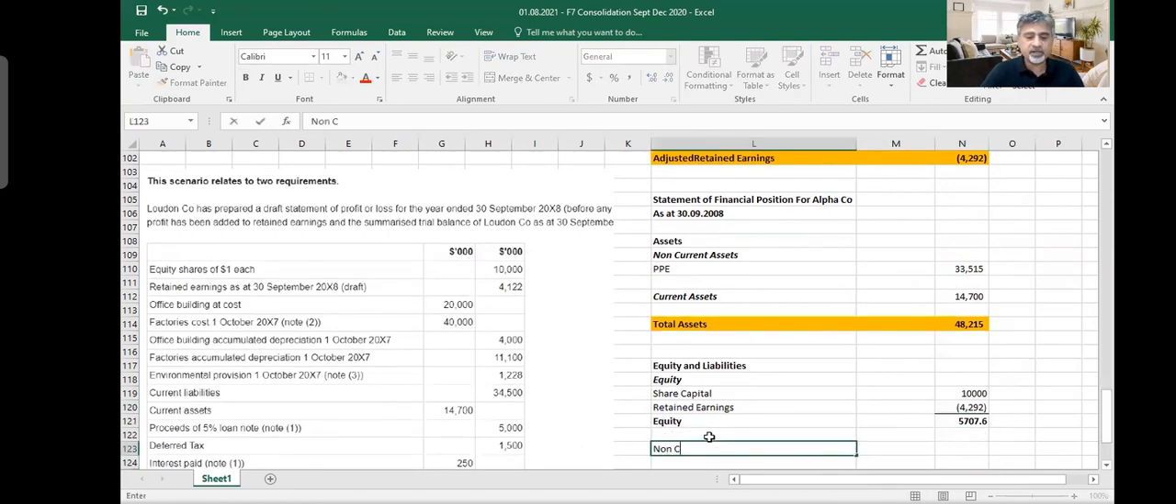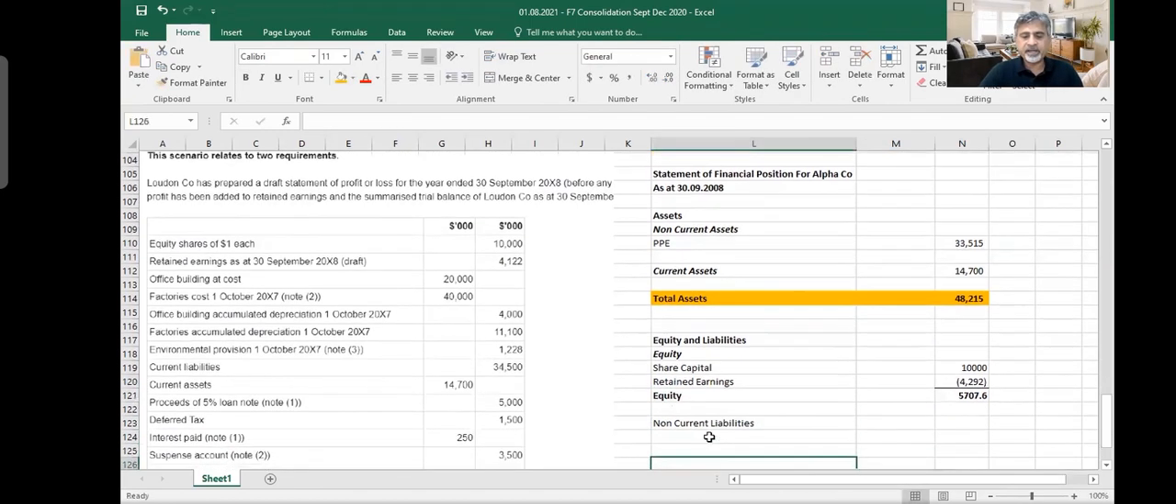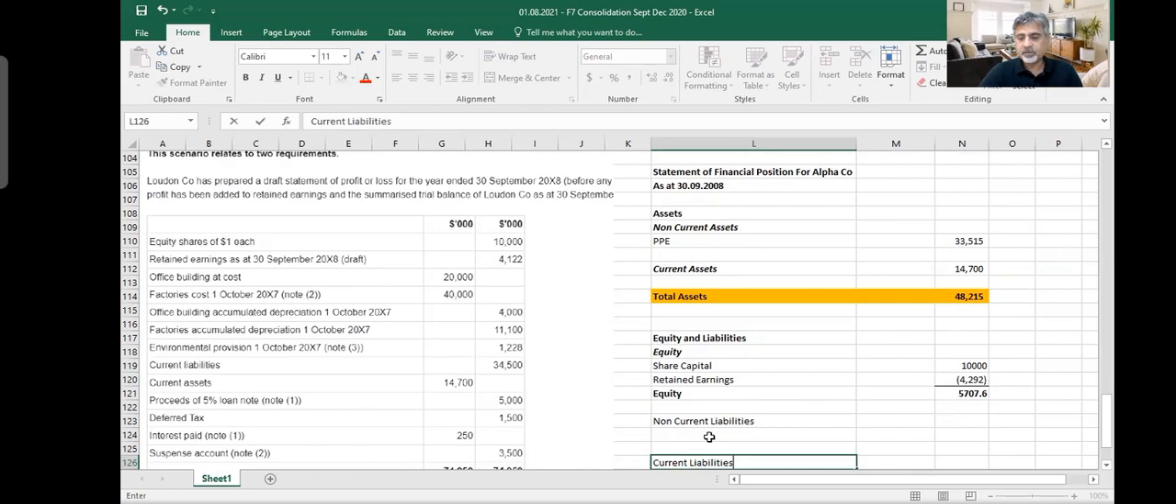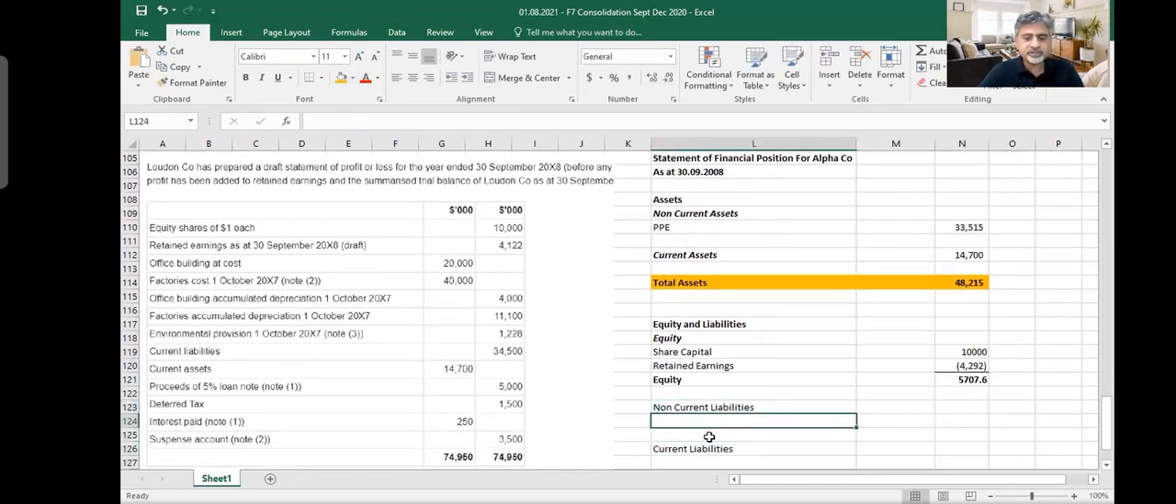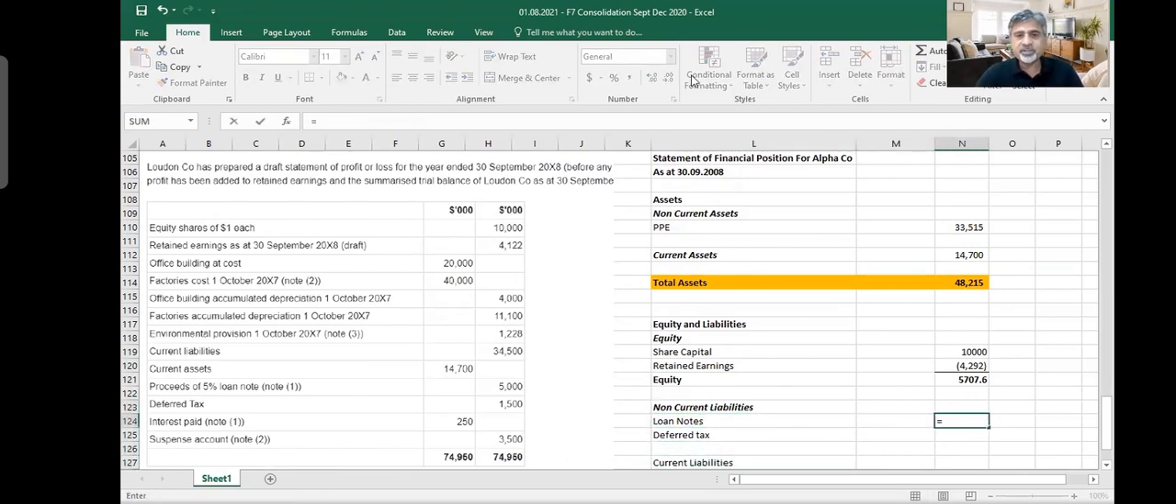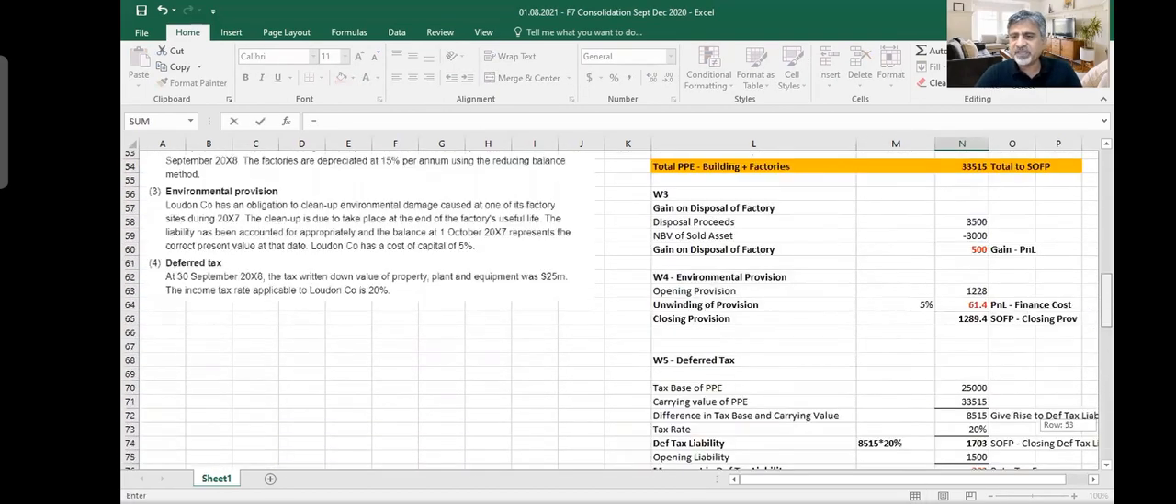Then you have your non-current liabilities, and you have your current liabilities. Non-current liabilities are, I think, only loan notes. And I can put here deferred tax. Okay, these are the two items I put in my non-current liabilities. So loan notes we calculated above. In the balance sheet, they are showing us 5 million, but this is wrong. We are not going to use this 5 million. We will use the amount which we calculated for loan notes, which was 5,015,000 or something, in the first working.